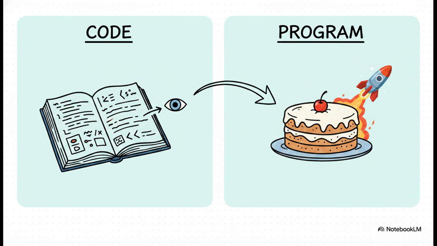It's the text file full of instructions written in a programming language. The program, on the other hand, is the final executable file that the computer actually runs. The easiest way to think about it is this. Code is the recipe, and the program is the finished cake you can actually eat.